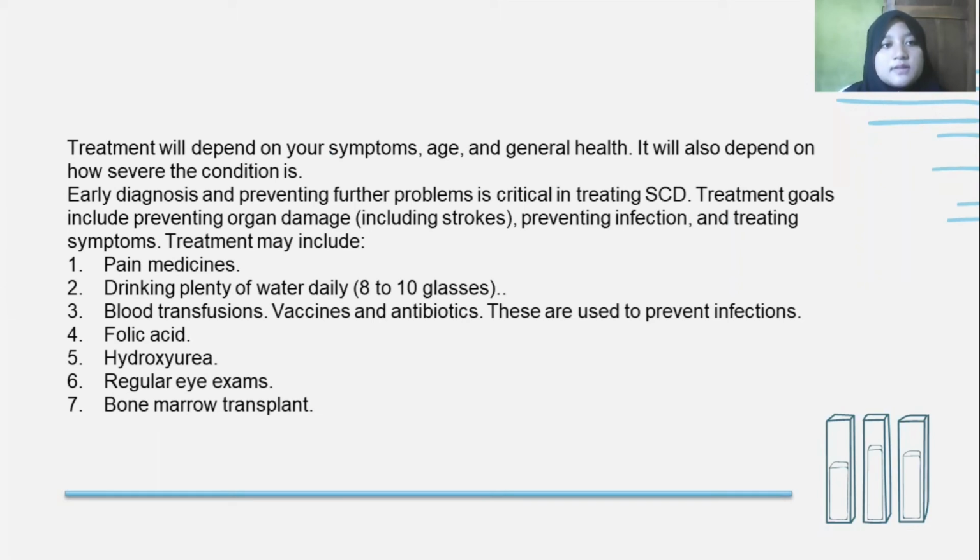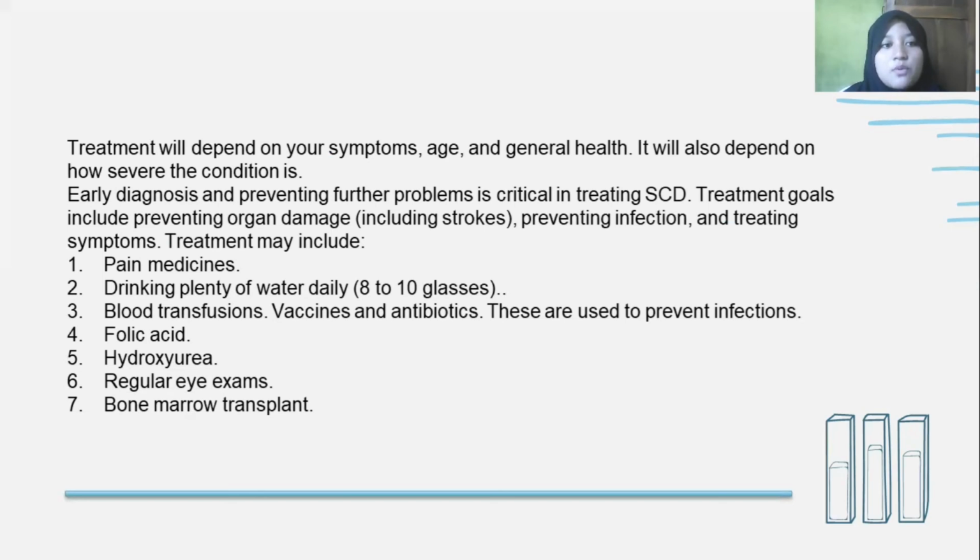And then, treatment of sickle cell disease. Treatment will depend on your symptoms, age, and general health. It will also depend on how severe the condition is. Early diagnosis and preventing further problems is critical in treating SCD. Treatment goals include preventing organ damage, including strokes, preventing infection, and treating symptoms.